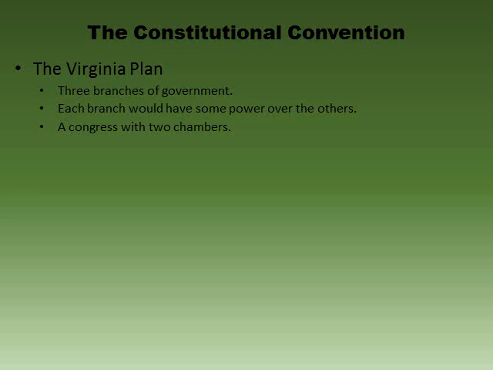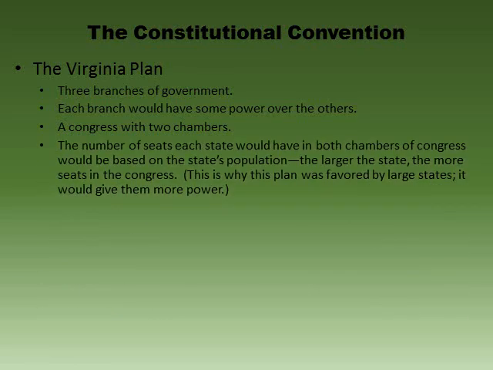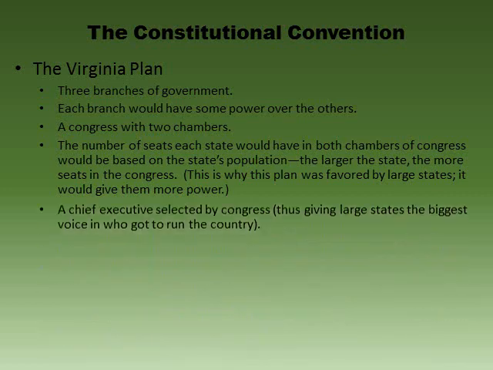Congress would have two chambers. Both were based upon population, though. The number of seats each state would have in both chambers would be based upon that state's population. So the larger the population of the state, the more seats it would have in Congress. So guess what? This plan was really popular with the large states because it would give them the most power in the new national government.